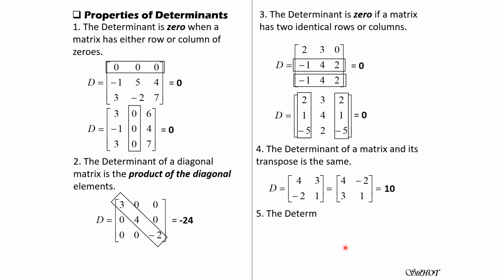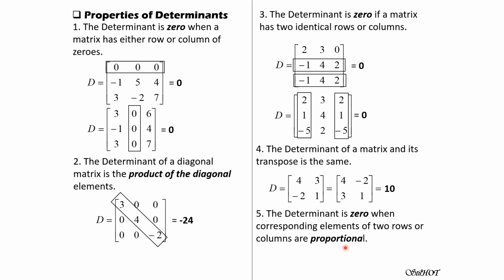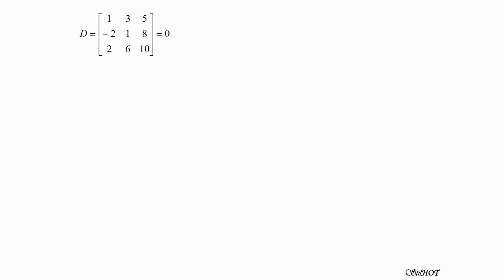Fifth property, the determinant is 0 when corresponding elements of 2 rows or columns are proportional. So that's the concept or idea. As an example here, rows 1 and 3 have proportional elements. Row 3 elements are obtained by multiplying row 1 elements by 2. So that's why the determinant is 0 for this case. Again, you can check the determinant manually or using your calculator.